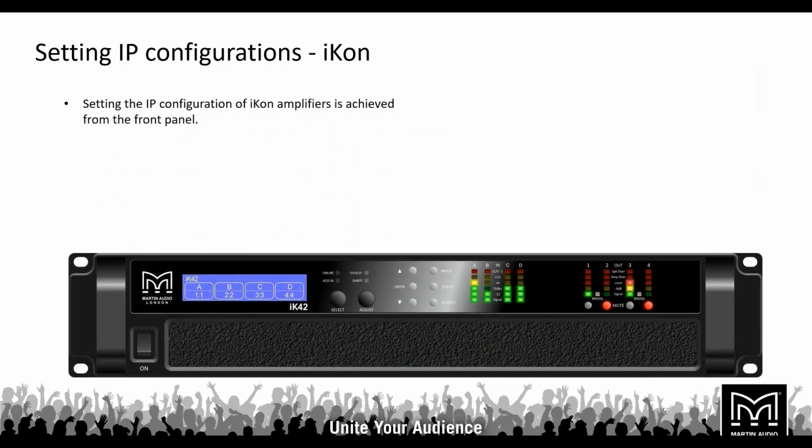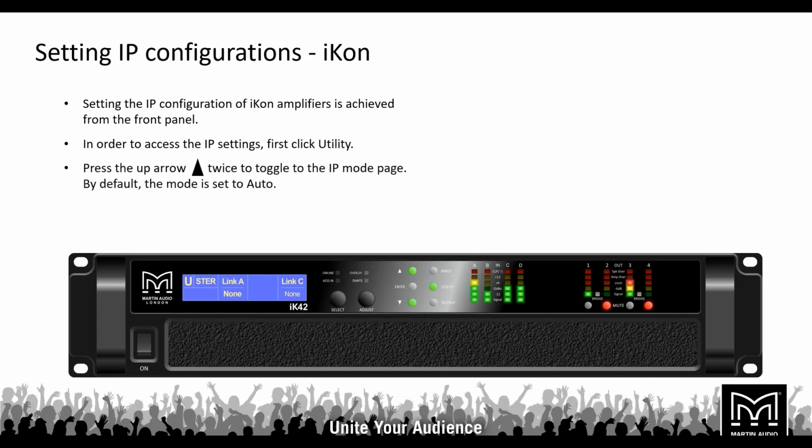So in order to change the IP address of the control port of an iKon or DX4, it's achieved from the front panel. So first of all, we hit the utility button, press the up arrow twice to toggle to the mode page. And here we can see it's set to auto on the iK42.